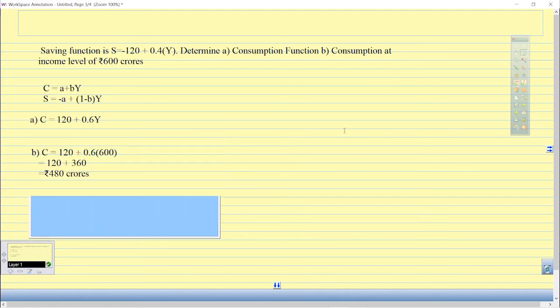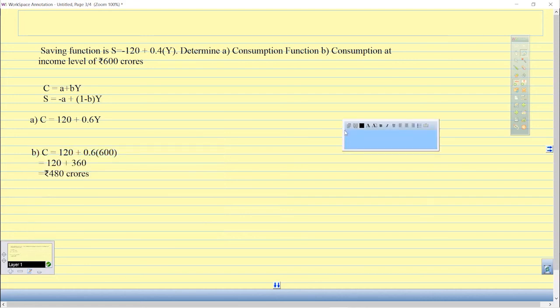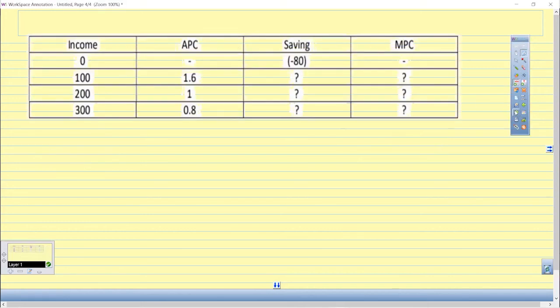So the fifth question was easy for us. We'll move on to the sixth question. Question number 6, so this is the question. Income, APC, saving and MPC are given. At certain places there are question marks. You are asked to fill in the question marks, or fill the table.